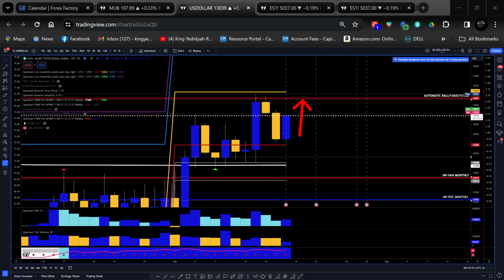ES order book imbalance 60%. That's going to cause some selling in the market. NQ sellers.